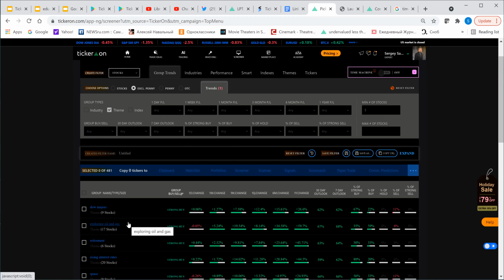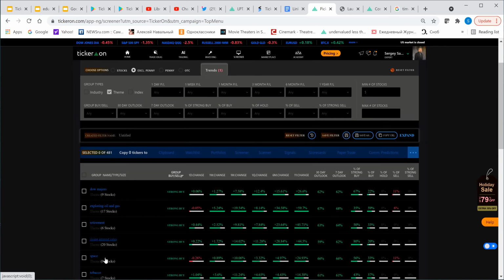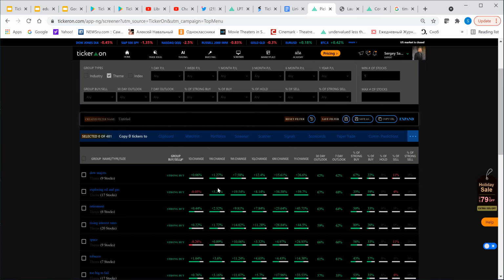So for instance, Dow majors, exploring oil and gas, retirement. You see, there are a lot of interesting groups out of small stocks which you can see are a strong buy. And these are the gains which were made by, let's say, oil and gas doing well, 1 year change, 6 months change, and still strong buy, right? Okay, now we have either indices, themes, or industries, right?